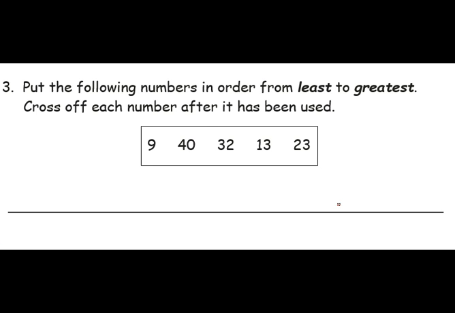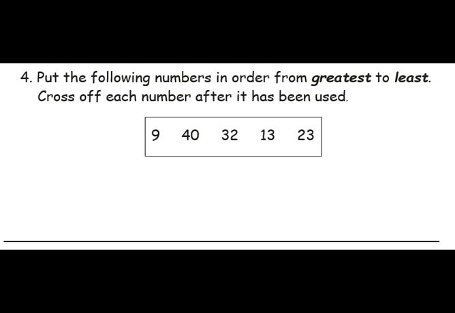So I'll look for the smallest number in the box first. I can see that 9 is my smallest number because it doesn't have any 10s, and the rest of the numbers are two-digit numbers. So I'll write 9 first, and I'll cross that off. Next, I'm going to focus on the groups of 10 in each number. 13 only has one group of 10, so that would be the next smallest number. 23 has two groups of 10, so that would be next. 32 has three groups of 10, and 40 has four groups of 10. So reading the numbers from left to right, they are written in least to greatest form.